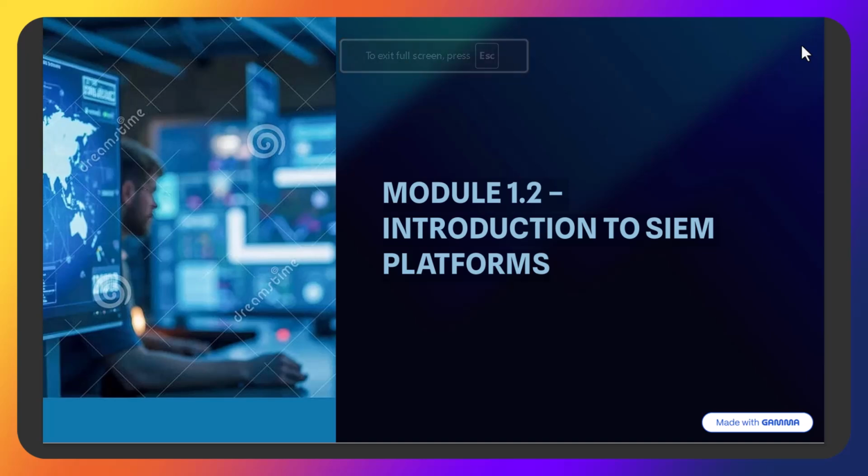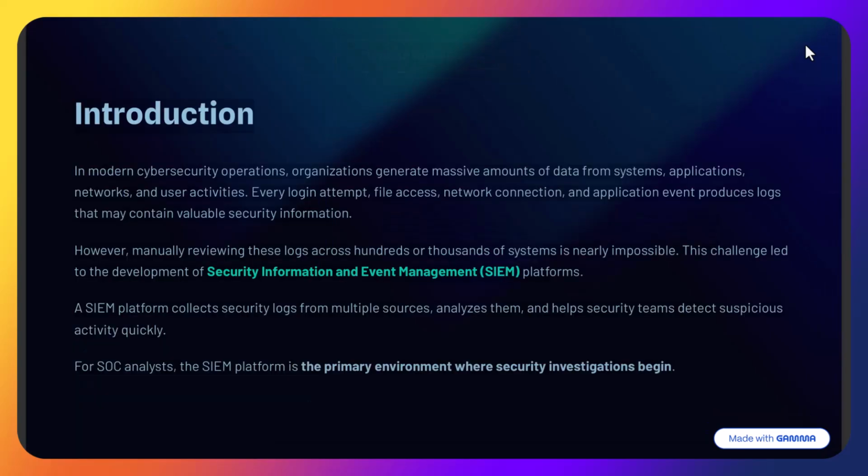Welcome to Module 1.2. In modern cybersecurity operations, organizations generate massive amounts of data from many different systems. These systems include computers and servers, applications and software programs, networks and routers, and user activities within systems. All right. Every action that happens inside an organization's IT environment creates a log entry.